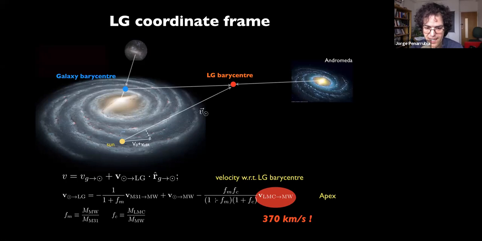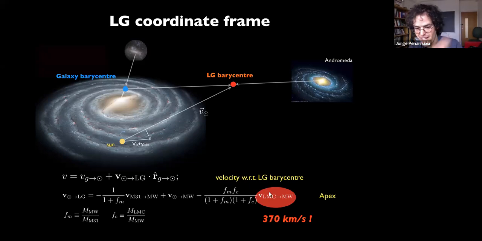So it was not clear at the time that we would be able to see a visible effect, because I was expecting this entire component here to be much smaller than the rest. But the point to take here is that the velocity of the LMC measured from the proper motions is huge. So the LMC is moving at 370 kilometers per second now.